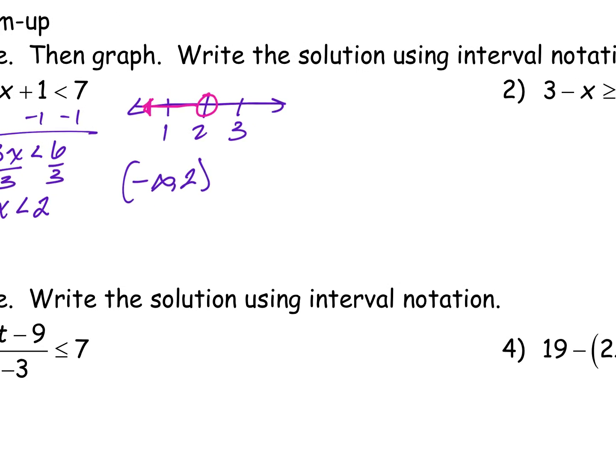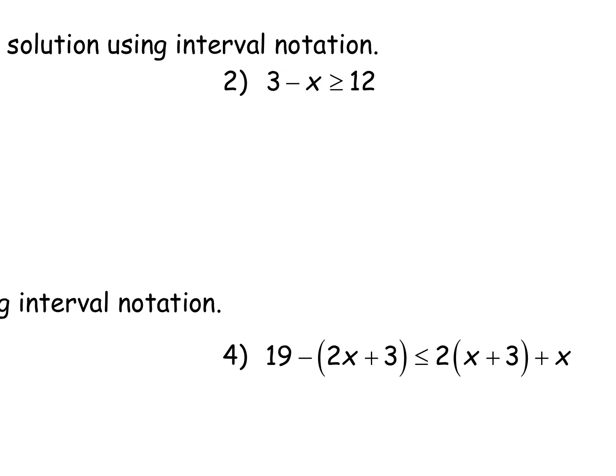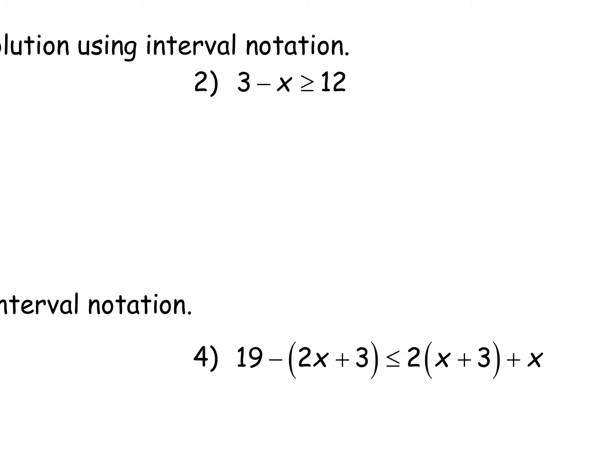Okay. So number 2, what do I do first? Subtract 3. And I get negative x is greater than or equal to 9. And then what do I do? Divide by negative 1. Beautiful. And what happens when I divide by a negative number? The inequality sign flips. So it was greater than, it becomes less than negative 9. Great.